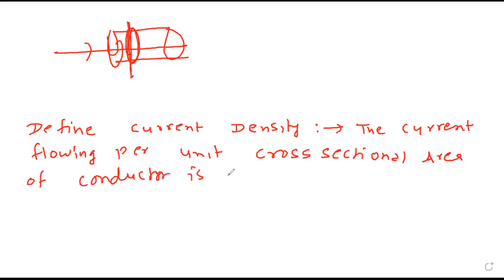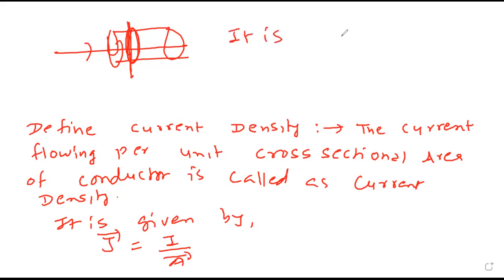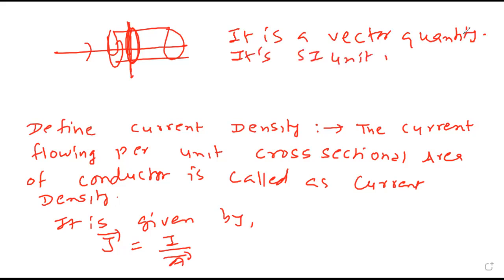So current flowing per unit cross-sectional area of a conductor is called current density. It is given by J bar equals I upon A bar. That means it is a vector quantity. Its SI unit is ampere per meter square.